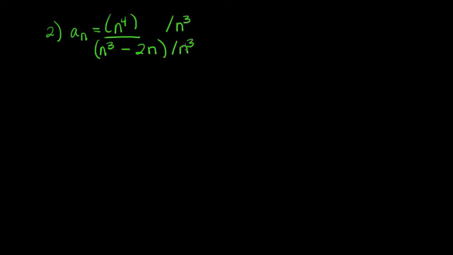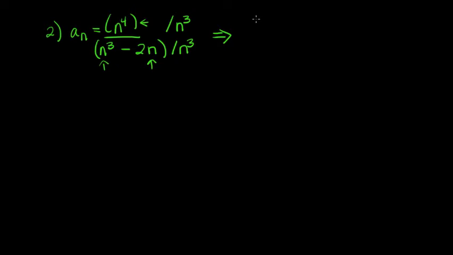All right. Let's get right into our next one. This is going to be example number 2. And we're going to go ahead and do a of n equals n to the 4th all over n cubed minus 2n. All right, same thing. I'm going to do the first step on this one. I'm going to divide everything by the highest power of n in the denominator. In this case, it's n cubed. So I'm going to divide each one of these by n cubed.